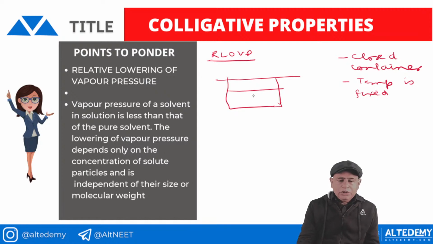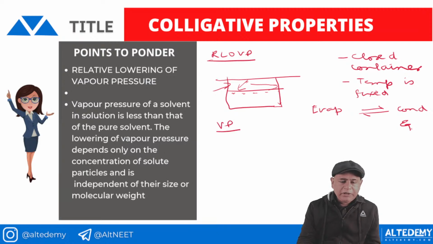Now, these liquid particles will go into vapor. Then again they will collide with the walls, then come back down. That is to say, the process of evaporation and the process of condensation will keep on taking place. After some time, it will come to equilibrium. And at equilibrium, if we measure the pressure here, that will be called vapor pressure.